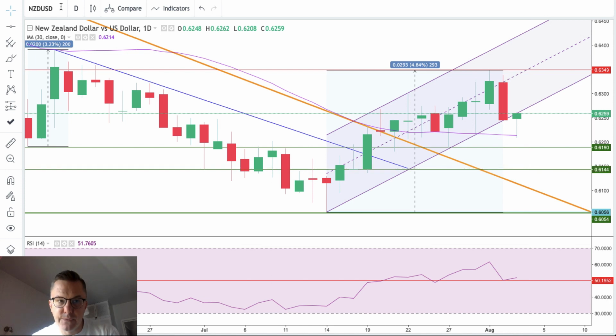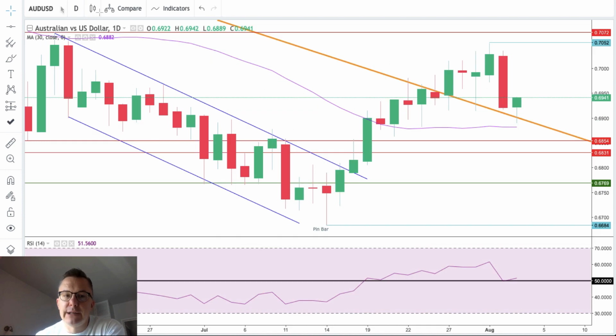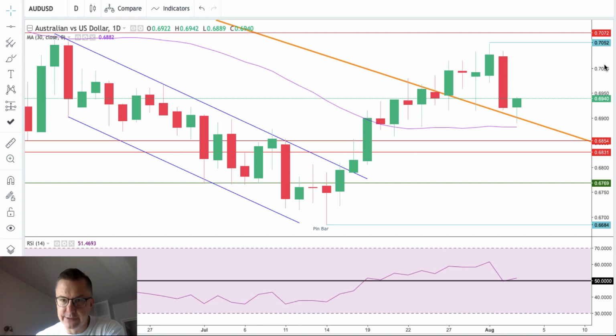So let's just find out what's going on with the Australian dollar. Australian dollar to the American dollar, daily time frame chart. Very interesting situation here, similar to the situation of the New Zealand dollar: a bearish engulfing pattern after a high at 7,050 was made.